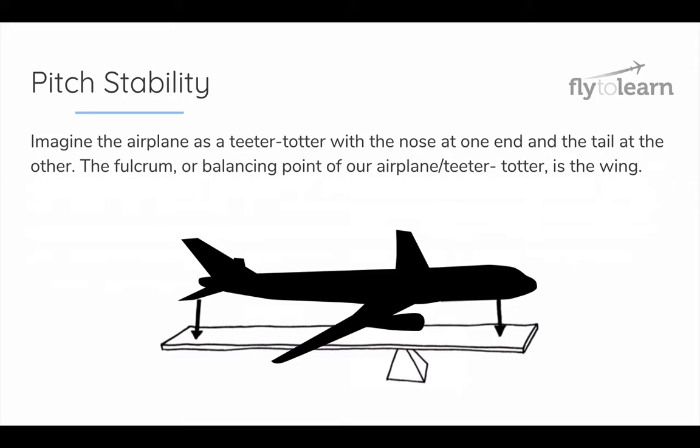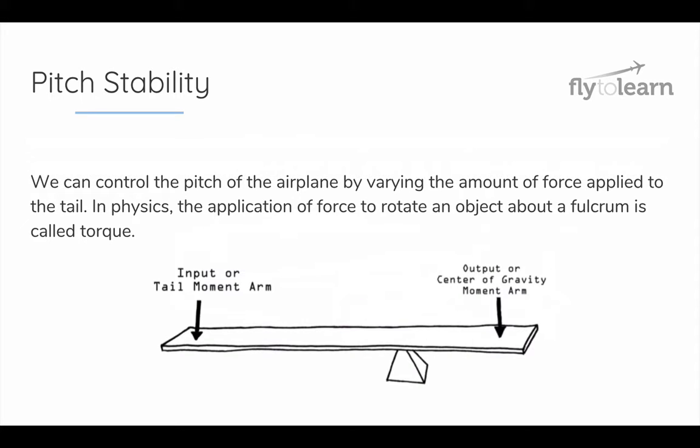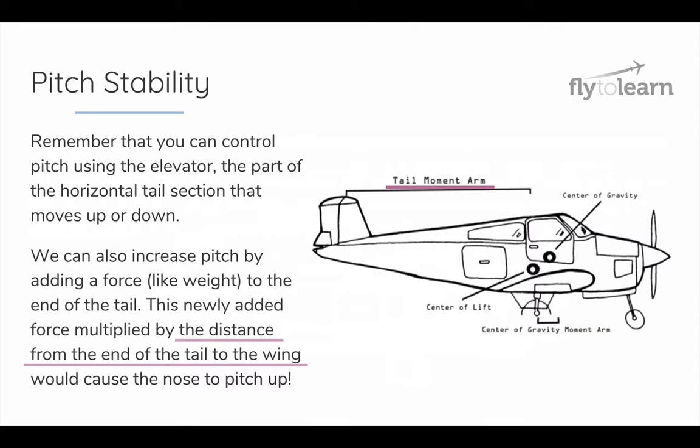Imagine the airplane as a teeter-totter with the nose at one end and the tail at the other. The fulcrum, or balancing point of our airplane teeter-totter, is the wing. The distance between the tail and the wing can be thought of as a lever arm that acts like a teeter-totter. We can control the pitch of the airplane by varying the amount of force applied to the tail. In physics, the application of force to rotate an object about a fulcrum is called torque. Remember that you can control pitch using the elevator, the part of the horizontal tail section that moves up or down.